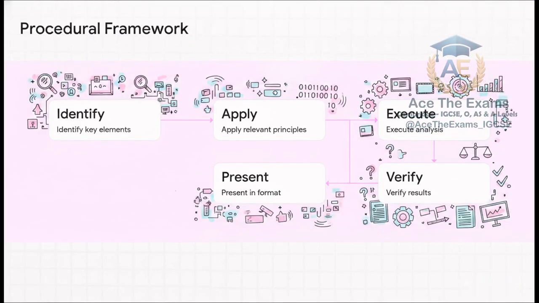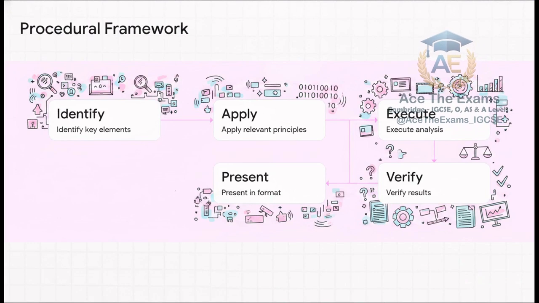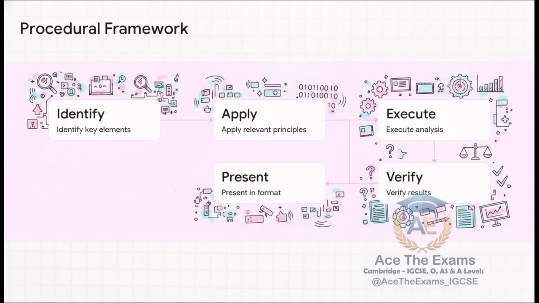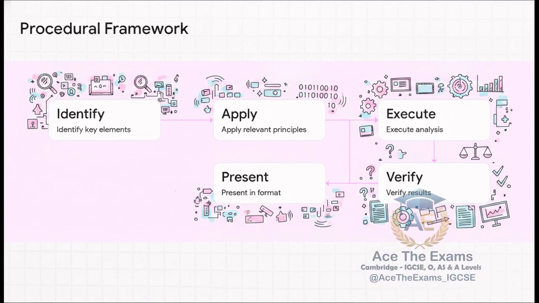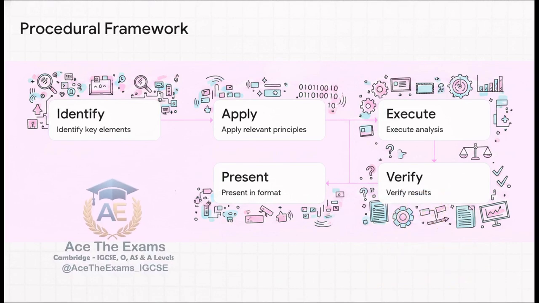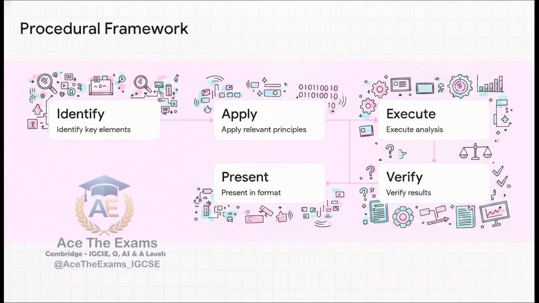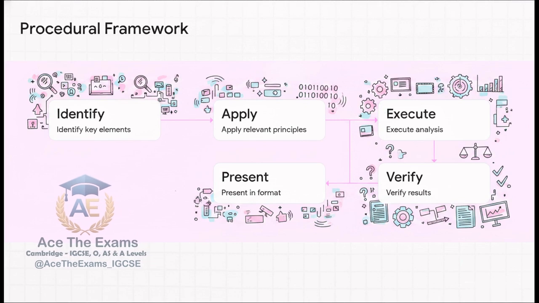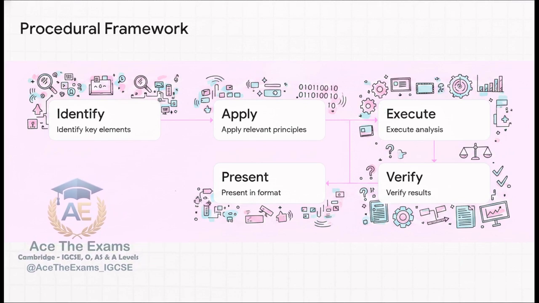Okay, so when you're staring down a really daunting past paper question that's asking you to evaluate system software, how do you actually attack it? You follow the standardized sequence right here. Step 1, identify the key elements in whatever text or data they've given you. Step 2, apply your IT principles. Step 3, execute your analysis. Step 4, verify that your results actually make logical sense in the real world.